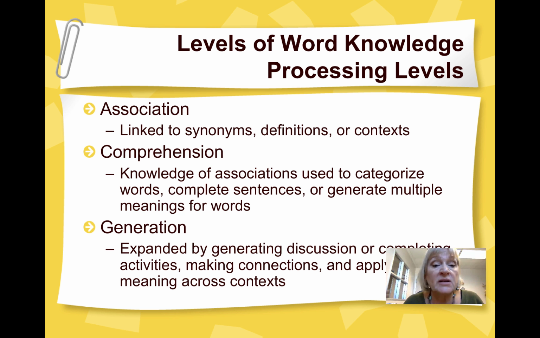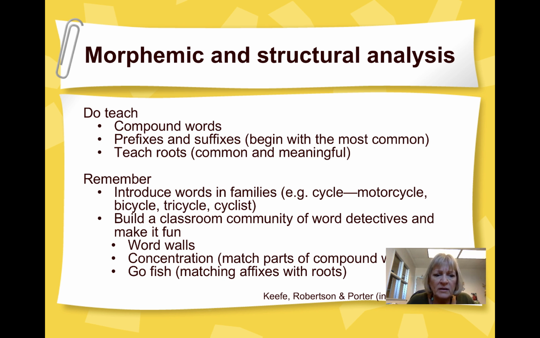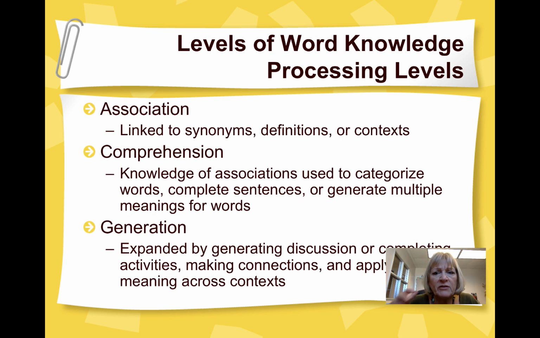So remember, it can be just an association. I kind of know what it means because I understand that word in certain contexts, or I can think of some things that are the opposite of that word. Whereas I have a comprehension of that word, so I can categorize that word, or I can use it in a sentence. But if I really have generative knowledge of a term, then I can discuss it. I can create activities using that word or complete them. I can apply that word in multiple contexts and with various individuals. So again, we want to think about all those different levels of word processing.